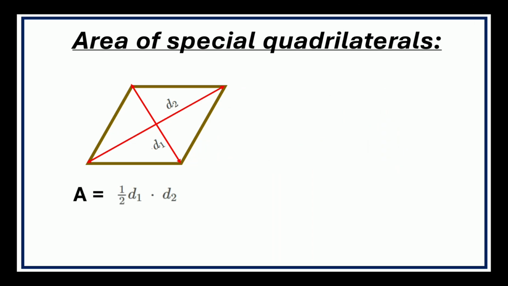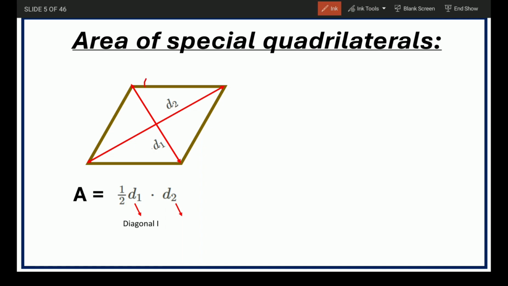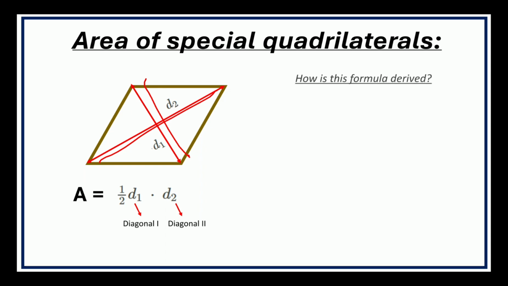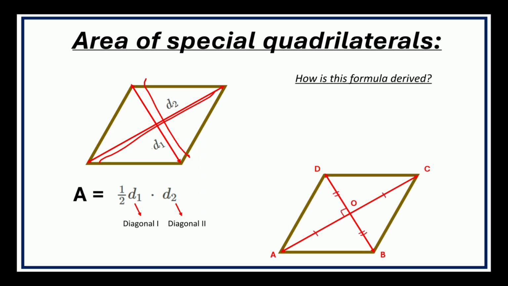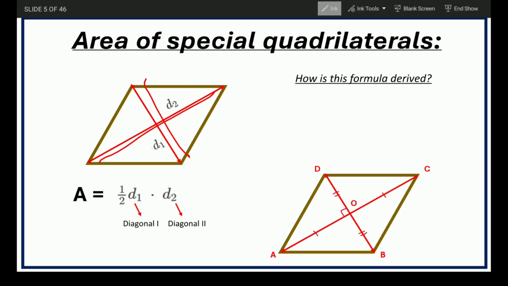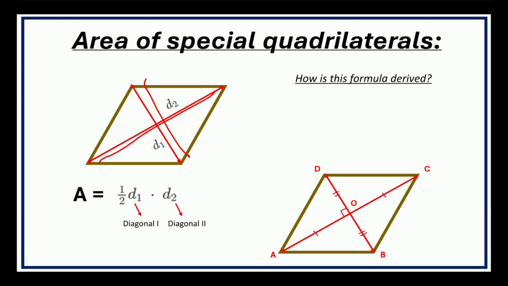Let's see the formula. That's going to be 1 by 2 D1 into D2. Wherein D1 is the diagonal one, as in this diagonal, and D2 the other diagonal. So 1 by 2 D1 into D2. Again, let's figure out how the formula is derived. Let's take this same shape. ABCD marked with a point O in the middle, and equal sides. Okay. Now again, this must be easy to guess.